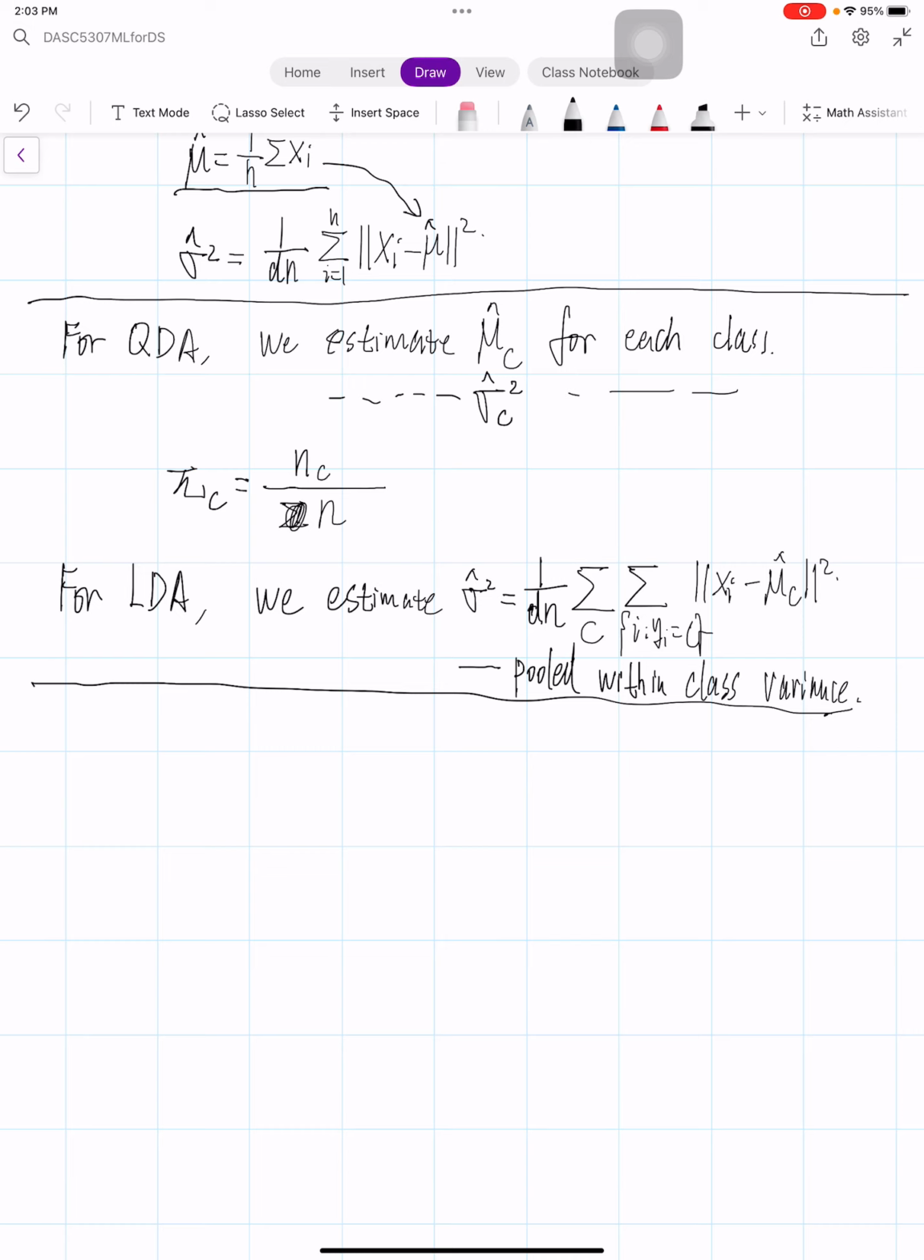For the LDA, we just compute one variance because we assume each class has the same variance. Each sample point contributes with respect to its own class mean. This gives very different results than if you simply use a global average. It's usually smaller than the global average, and we say within class because we use each point's distance from its own class mean. But the pooled means that we pool all classes together.